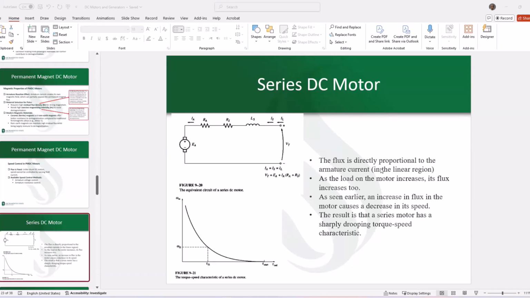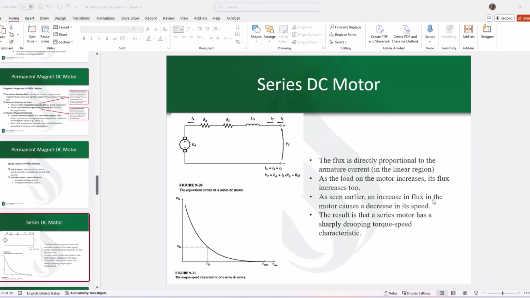So the flux would be directly proportional to the armature current. This means that if the load changes, the flux would also change. As the load on the motor increases, the flux will increase too. So you can assume what happens, because the flux increases, we would have some kind of behavior in this machine which would be different from the shunt motor. In the shunt motor, unless we wanted to intentionally change the impedance of the excitation circuit, the excitation current would be constant, or the flux would be constant. But here, flux is changing with the load.